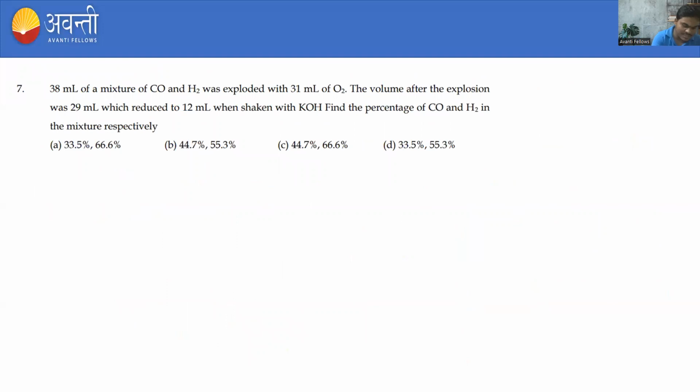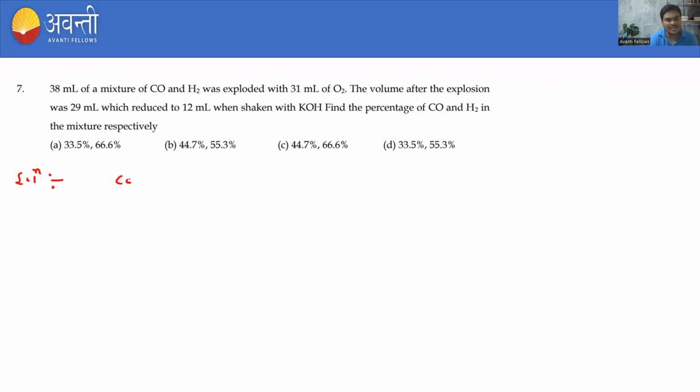Now, the next question is: a 38 ml mixture of CO and H2 was exploded with 31 ml of O2, and the volume after the explosion was 29 ml, which reduced to 12 ml when shaken with KOH. Find the percentage of CO and H2 in the mixture respectively. So in this question, what do we have?